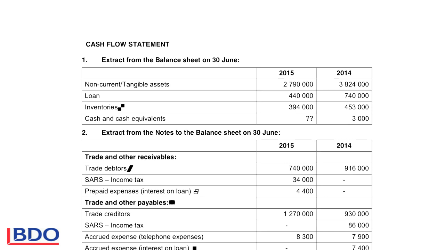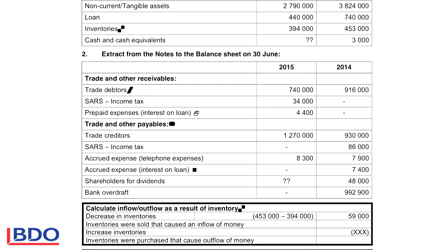Now, if we look at this information, the inventories is given in the balance sheet, so it means there was no note for inventory. When we look at the balance sheet, there is an entry for trade and other receivables, and there's an entry for trade and other payables. Now, if we look at the trade and other receivables, you will see that there's trade debtors, then SARS income tax and prepaid expenses for interest.